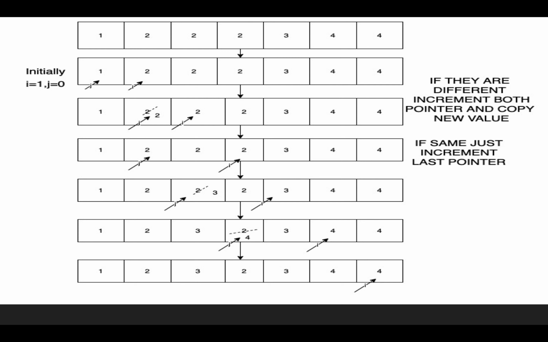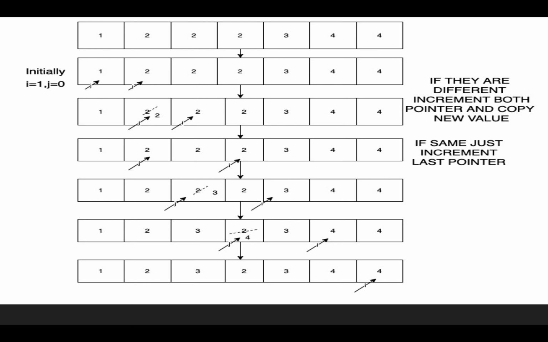Now they are the same, so we just increment the i pointer. So j will be at index 1 and i will be at index 3. Now we check index 3 and index 2. They are different. Because they are different, we have to increment both j and i. So j will be at index 2 and i will be at index 4.